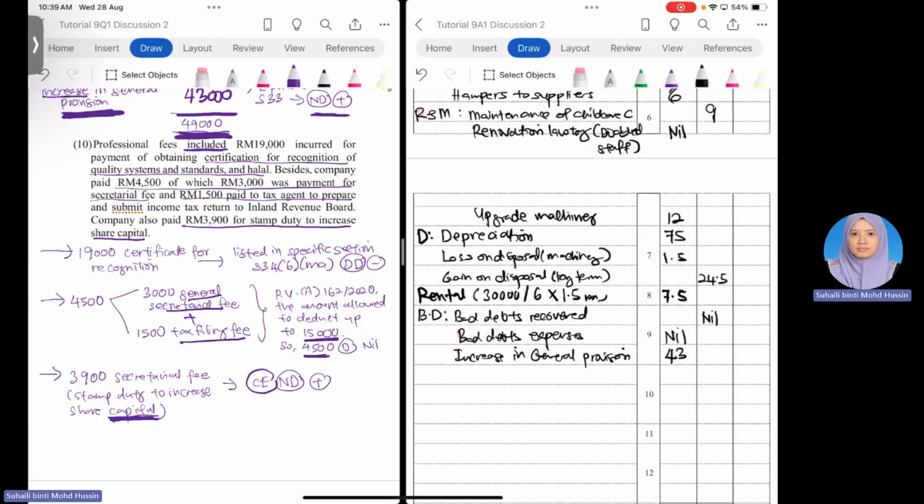Okay, so we go for the first one, the certificate of recognition to get the standard quality and halal. This one is listed under a specific section, section 34 subsection 6 sub A, sub MA, where the government allows double deduction. So the professional fee to get the certificate.